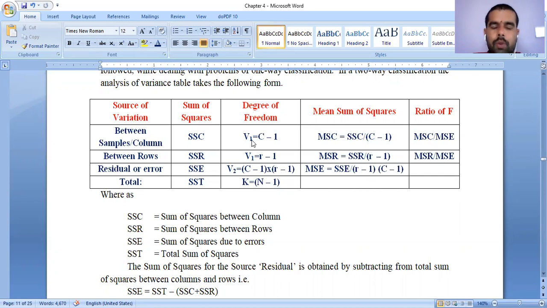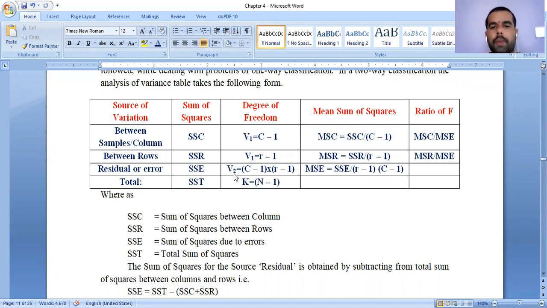Then degrees of freedom, observe carefully here: V1 is equal to C minus 1. Again, V1 is equal to R minus 1. Here V1 will be repeated twice, but V2 will be only once, that is in the place of residual or error. That is V2 is equal to (C minus 1) into (R minus 1). You have to observe this carefully. This is very much important.